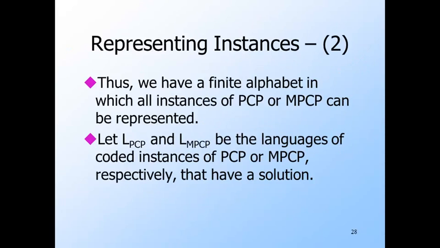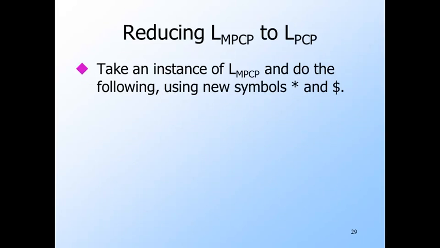Now that we have a finite alphabet for coding instances, we can define 2 languages. L sub PCP, the language of coded instances of PCP that have a solution, and L sub MPCP is the same for the modified problem. Now we can do the reduction of MPCP to PCP. We'll describe the transformation only, but you should be able to visualize the process being performed by a Turing machine transducer. Our input is an instance of MPCP.